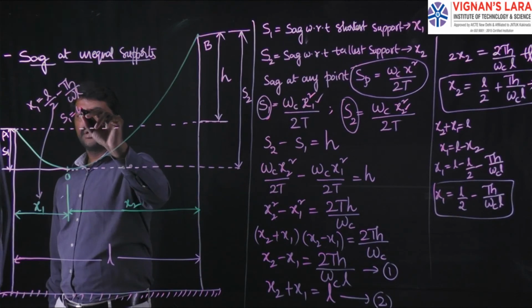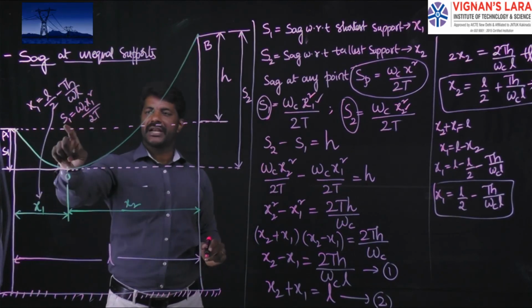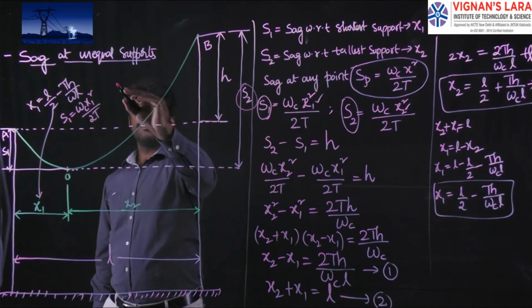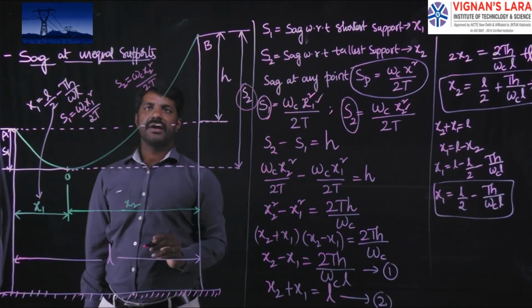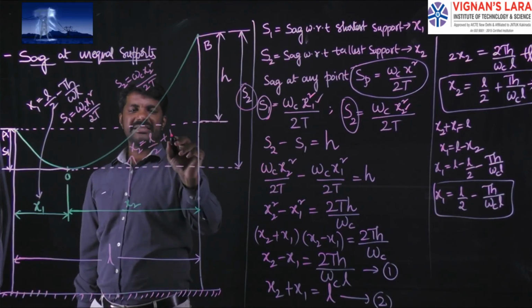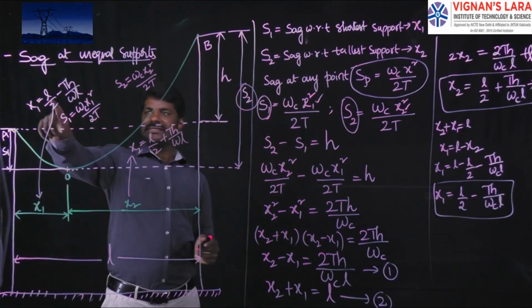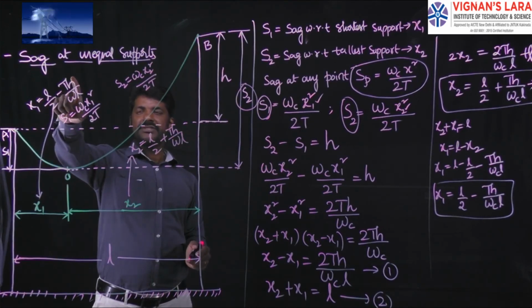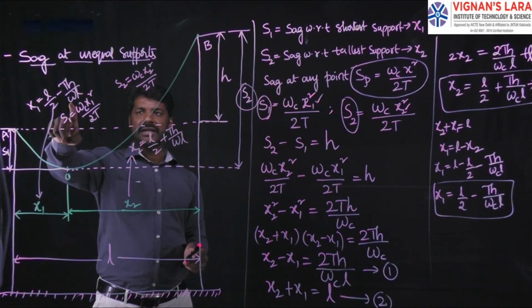S1 is equal to WC x1 square by 2t. After finding x1, substitute here to get S1. In the same lines, the objective is to get S2, whose formula is S2 equal to WC x2 square by 2t. Then what is the formula for x2? The formula for x2 is L by 2 plus th by WCL. In all the cases, L stands for span length, T stands for the tension on the conductor, h stands for the difference between the support levels, and W stands for the weight of the conductor per unit length.